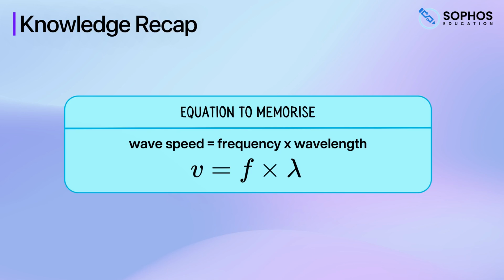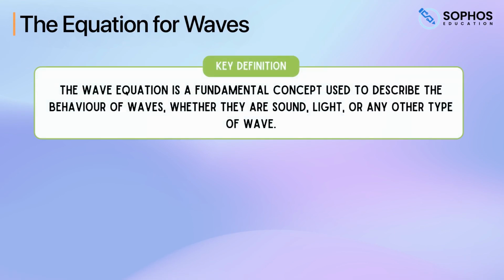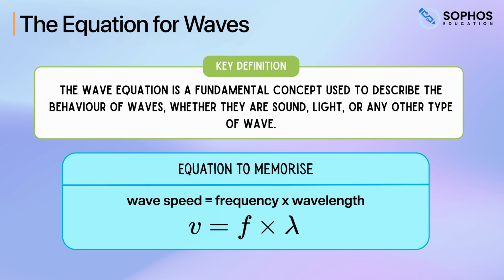Let's get started. The wave equation is a fundamental concept used to describe the behavior of waves, whether they are sound waves, light waves, or any other type of wave. The equation is v equals f multiplied by λ, where v represents wave speed, f represents frequency, and λ represents wavelength. This formula helps us understand how different aspects of a wave are related.